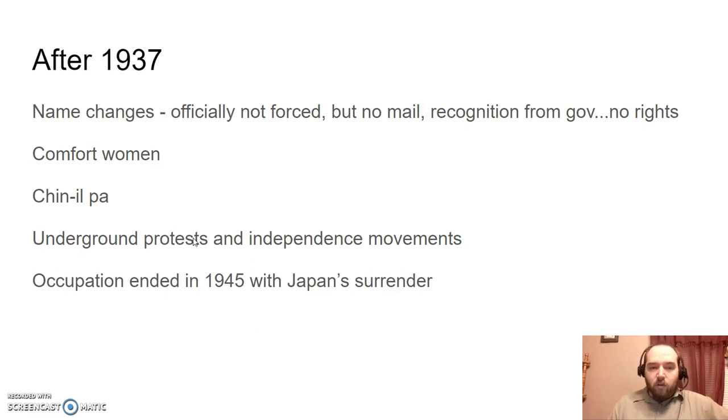the Koreans didn't have a whole lot of rights, but the few rights they did have were completely taken away unless they had a Japanese name. Whereas before 1937, they actually weren't allowed to change their name to Japanese names.